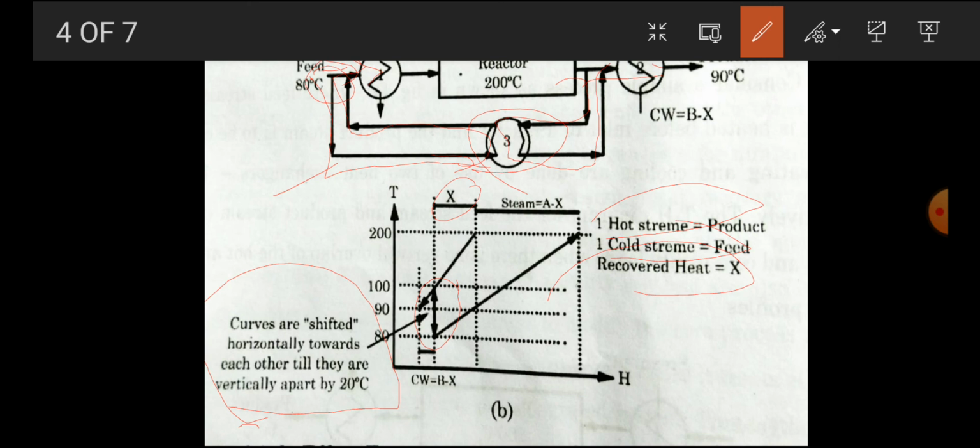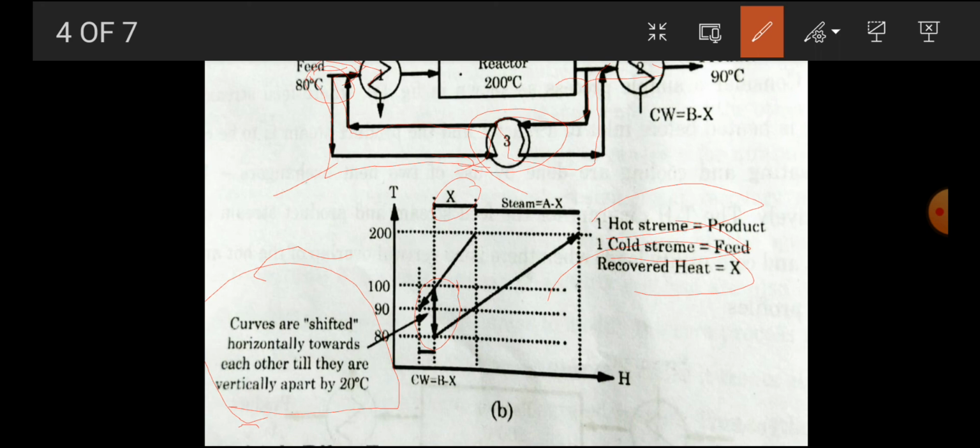So for the TH plot, the X amount corresponds to the delta T minimum value of 20 degrees Celsius. Increasing the T minimum value leads to higher utility requirements and lower area requirements. So this is an example of a heat exchanger and how we can use the pinch analysis.